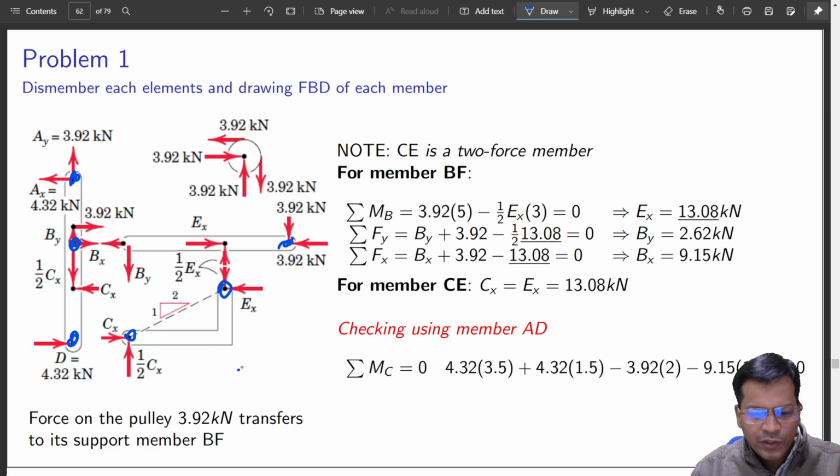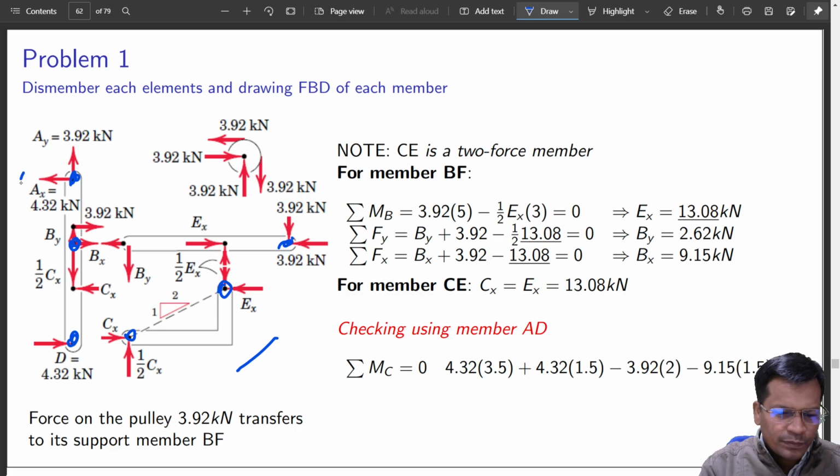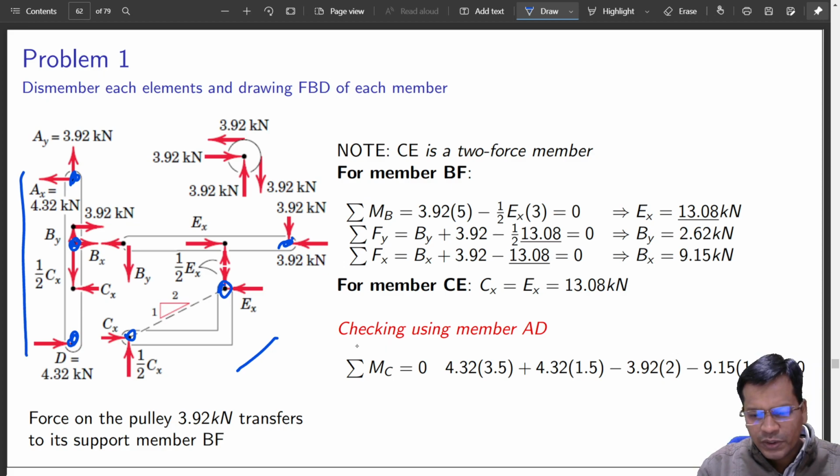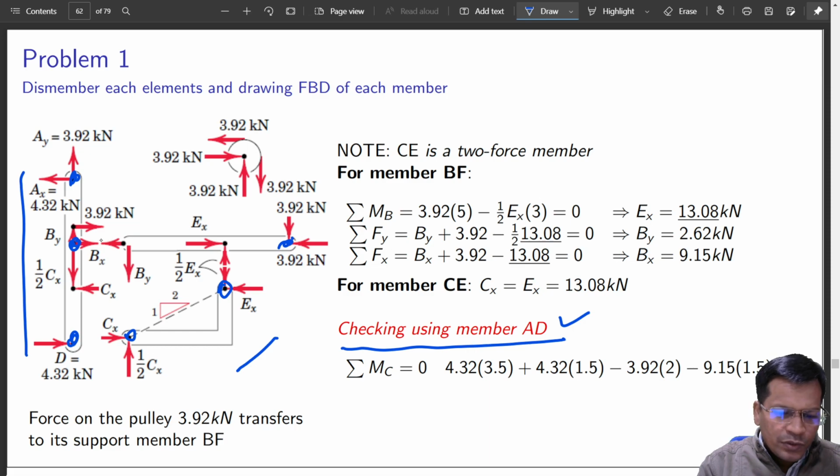have done correct or not, there is a member which we didn't consider at all. We have never used that. That is this vertical member. Is it not? So checking using member AD. Use that member, use the forces that are calculated in these steps, and see if it balances.